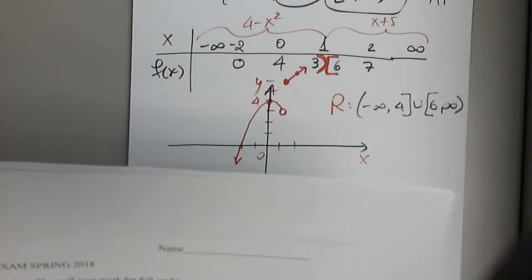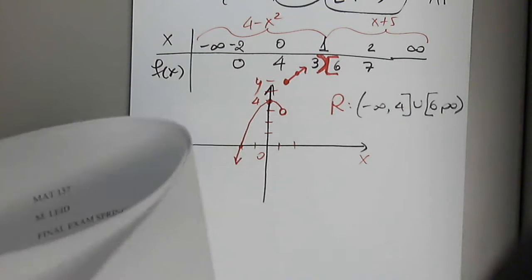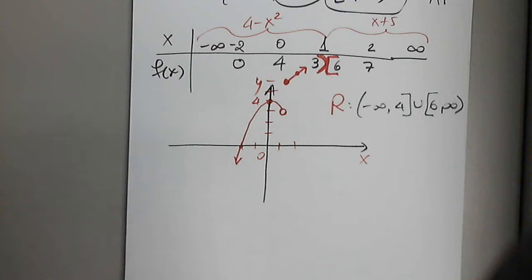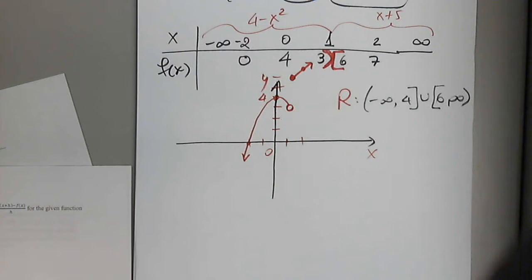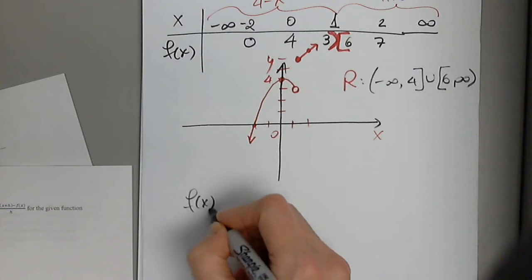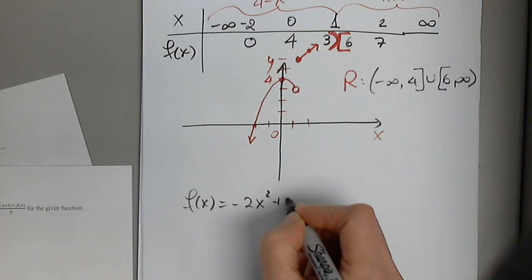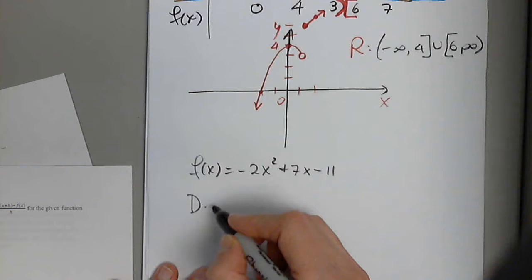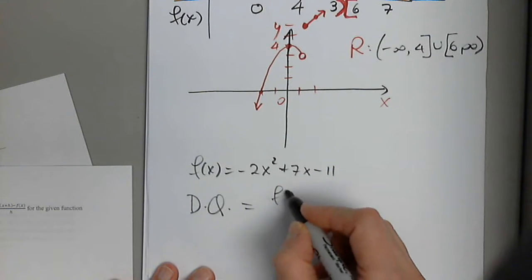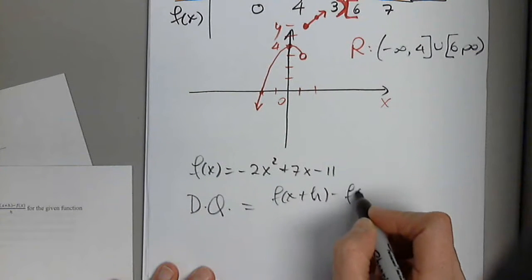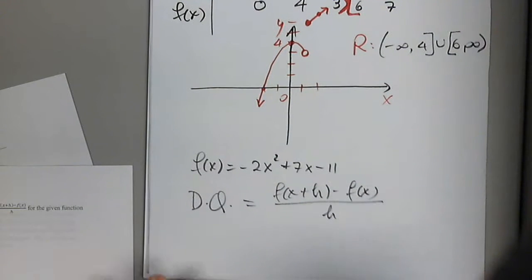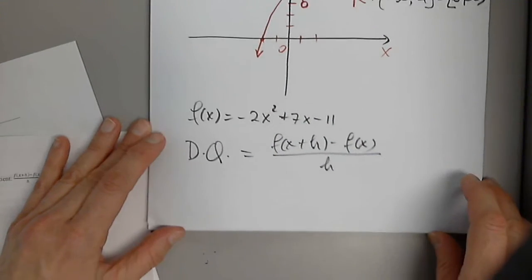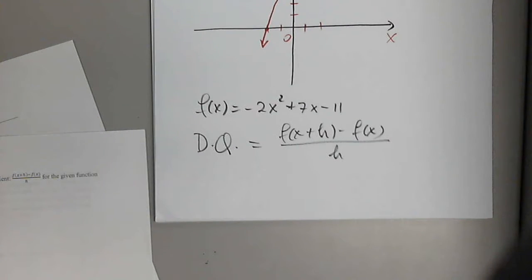Yes. Which one? Number 3. The difference quotient. Number 3? Yes. Very good pick. So we have f of x, which is negative 2x squared plus 7x minus 11. And we're asked to find the difference quotient, which is, as we know, f of x plus h minus f of x divided by h. It will be given to you. You don't have to memorize it in this class, as we mentioned a long time ago.